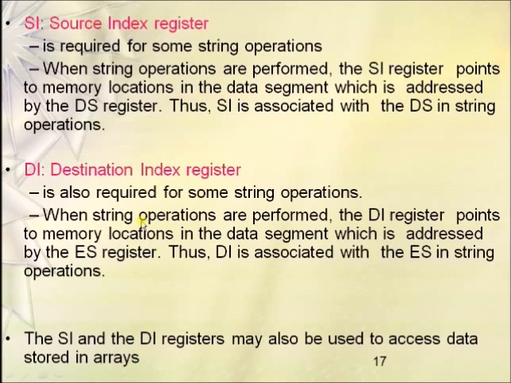So if you want to find out the physical address of an operand which resides inside this extra segment, then we have to add the content of the extra segment register along with this DI register, which will give us the physical address of the operand which resides inside the extra segment. Now here the SI and DI registers may also be used to access data stored in arrays.